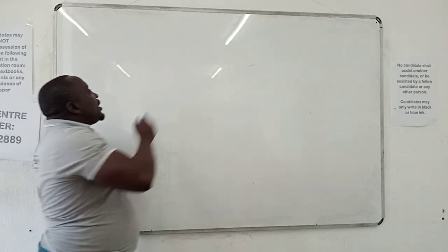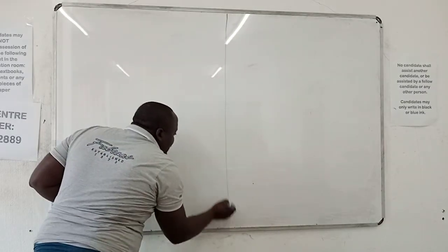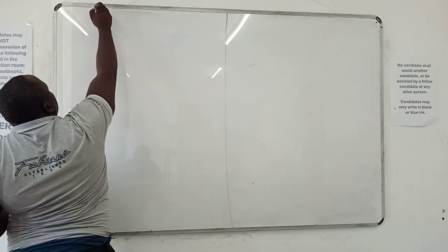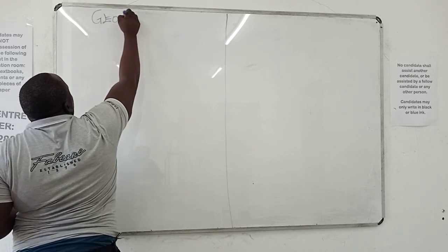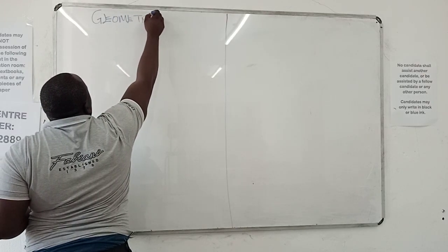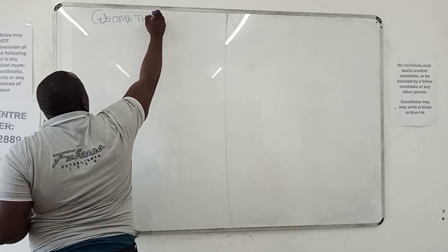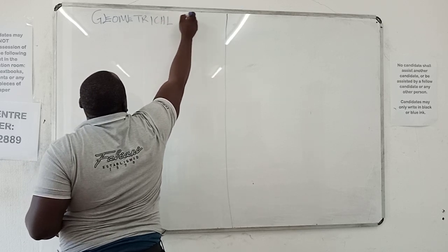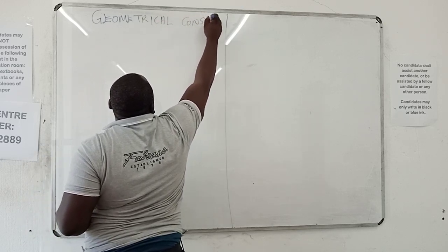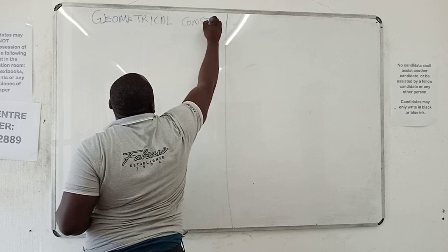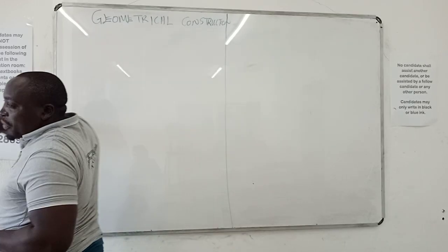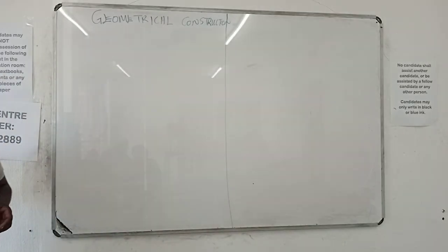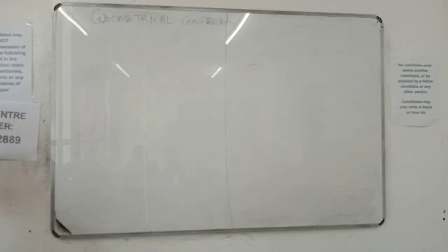Okay, so our starting point is geometrical construction. So that's where we'll start from, geometrical construction. Do you have where to write? Assistant. Okay.